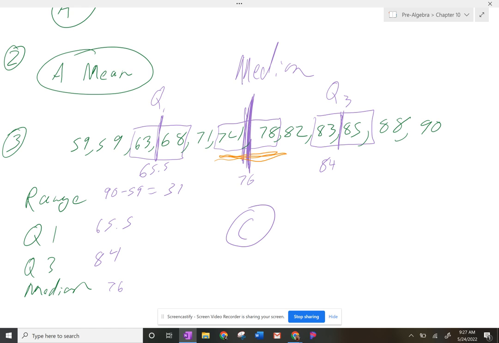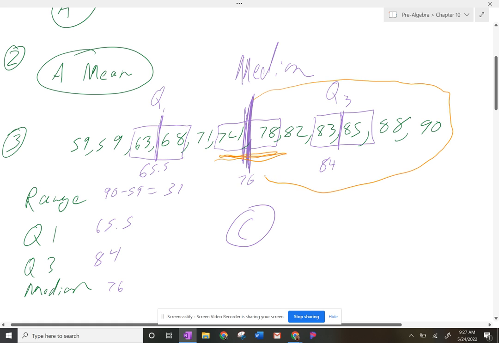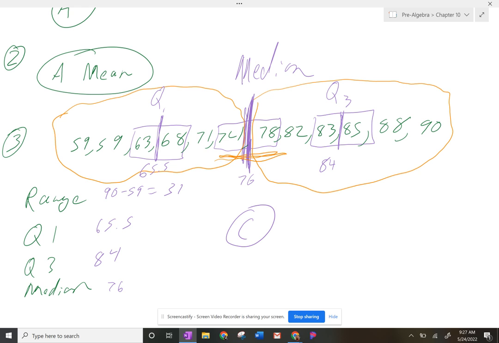Because it's in between those, when I look at my quartiles, this quartile is going to go all the way from here, all the way over to there. Same thing, this quartile is going to go all the way from here, all the way over to there. So for quartile 1, I'm going to look in the middle of that. There's 6 numbers, so it'll be between 63 and 68. Between those ones, that average is going to be 65.5. So Q1 is going to be 65.5. And then Q3, that's going to be between 83 and 85. So my quartile 3 is going to be 84. The last thing I do to figure out my range is take the numbers 90 minus 59. So 90 minus 59 gives me 31.